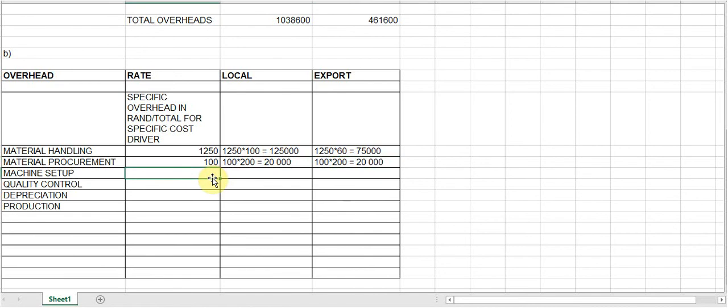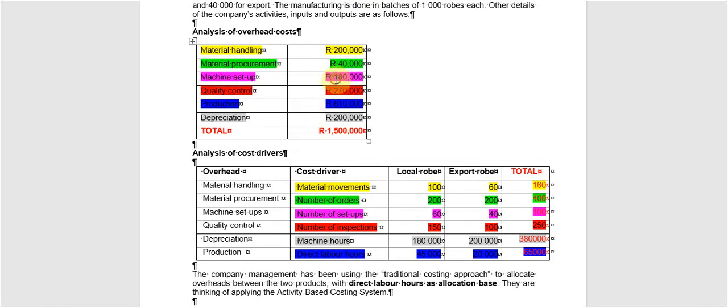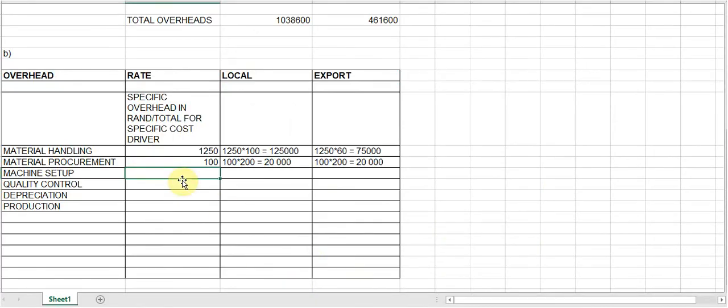Right, the next one is a calculation we need to do that relates to the machine setup. Going back to the question, we highlighted that one in a nice lavender purplish color. It was 180,000 rand was the machine setup overhead, and the cost driver that went with it was the number of setups, and the total there was 100. So we need to divide the 180,000 by this 100. That gives us a rate of 1,800 rand.